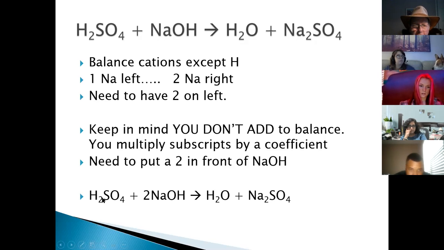Okay. Now, next rule, balance the hydrogens. For my sulfuric acid, I have a coefficient of 1 times 2. I have 2 hydrogens coming from sulfuric acid. I have in my sodium hydroxide now a coefficient of 2 times a subscript 1. I have 2 coming from my NaOH. 2 plus 2, I have 4 hydrogens on my left. What do we have to put in front of the water to make it have 4 hydrogens? A 2.